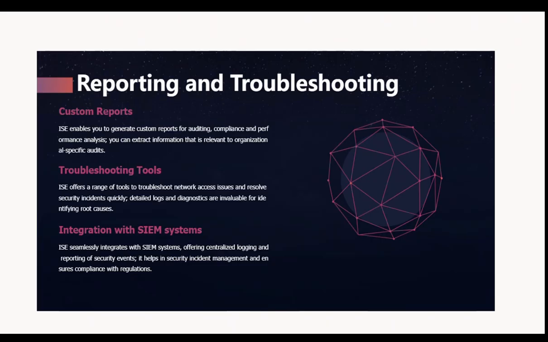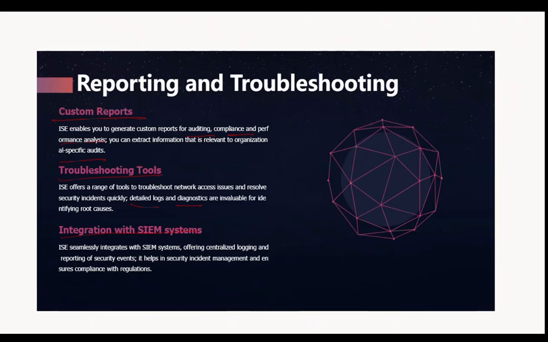Reporting and troubleshooting. In ICE, there are custom reports options, troubleshooting tools, and integration with SIEM systems to provide the reporting and troubleshooting. Custom reports are used in ICE to generate the reports for auditing, compliance, performance analysis, and you can extract the information that is relevant to organizational specific audits. Troubleshooting tools are used in ICE. There is a different range of tools for troubleshooting network access issues and resolving the security incidents quickly, with detailed logs and diagnostics. These are invaluable for identifying the root cause.